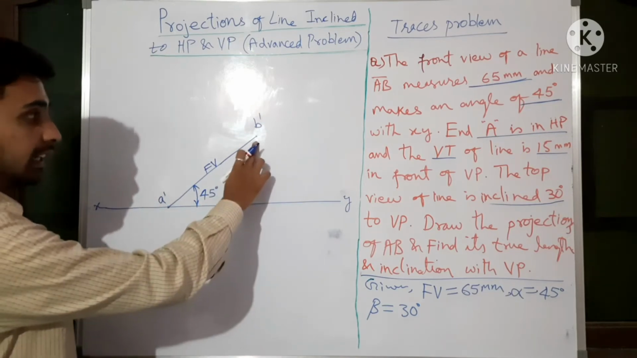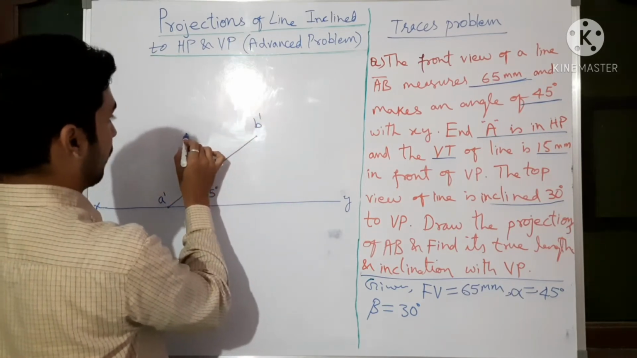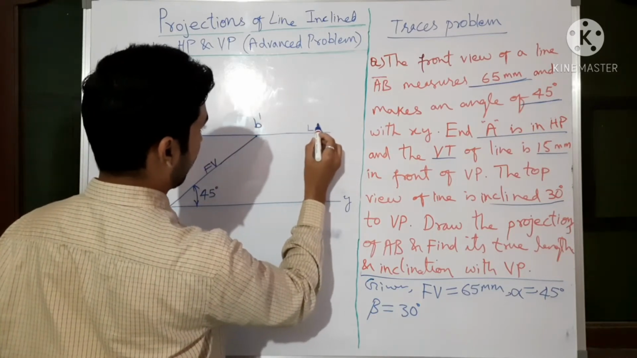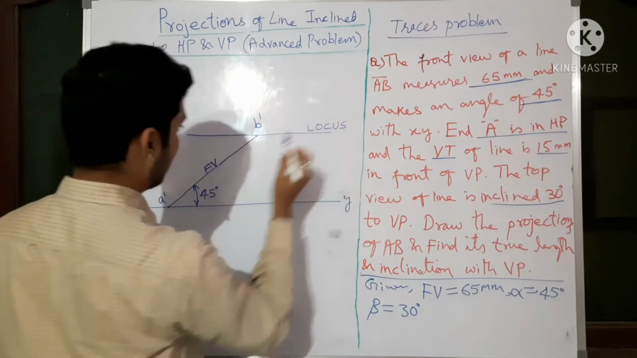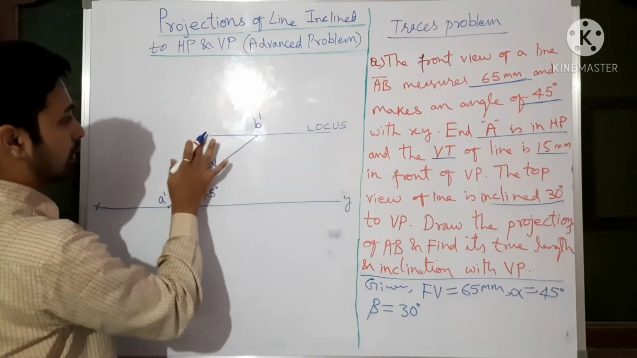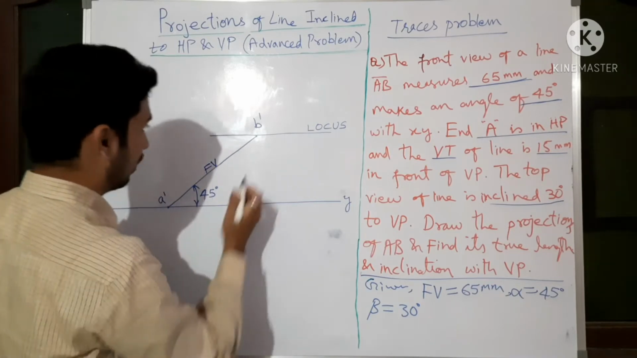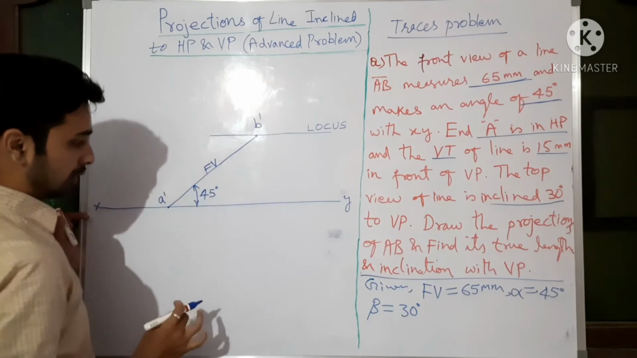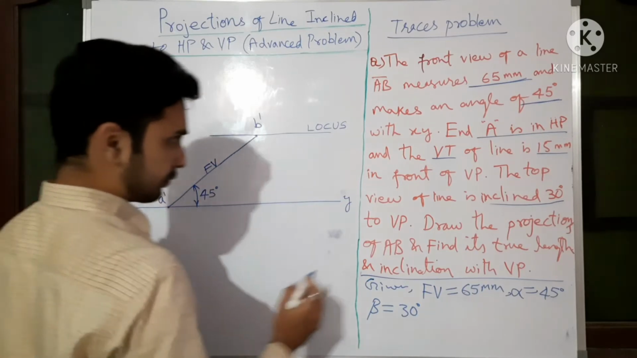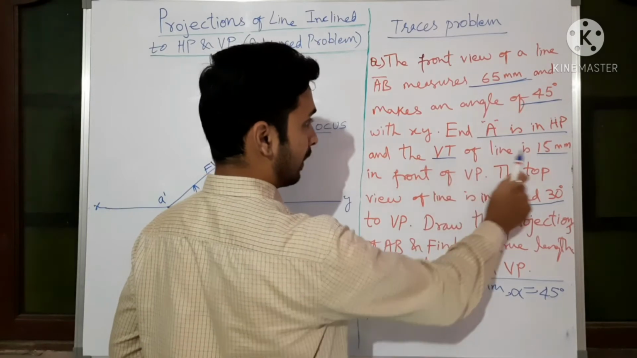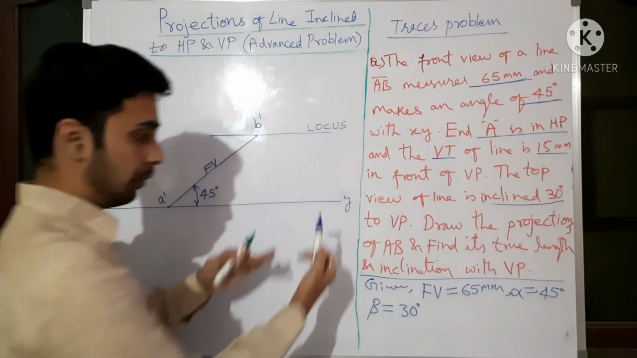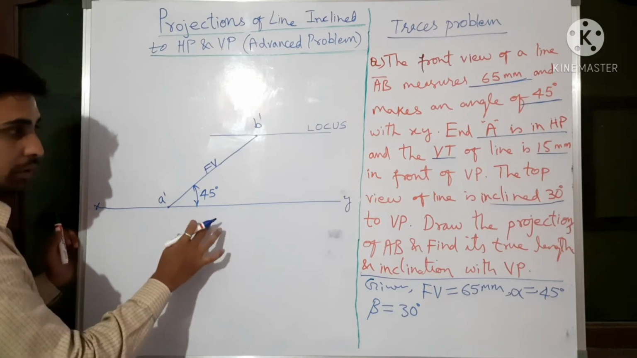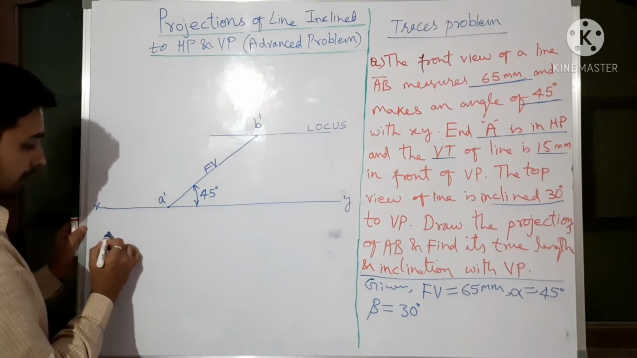Front view over. As soon as you get a point, draw the locus. Why we are getting the locus, I will tell you. There is a concept behind the angle with respect to VP or with respect to HP. If we combine both, it will come. Now the VT of the line is 15 mm in front of VP. Front of VP means downside. VT may be here, it may be here, we don't know. So we will draw a locus at 15 mm.